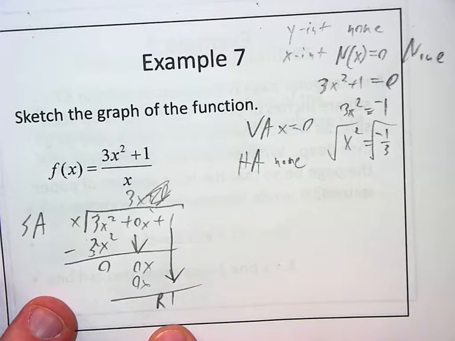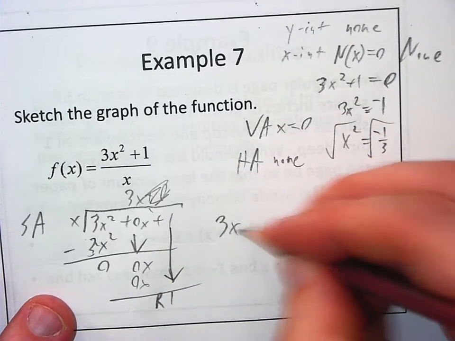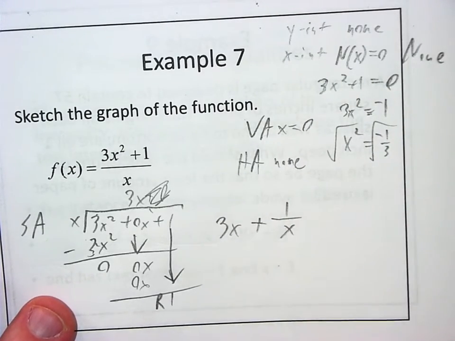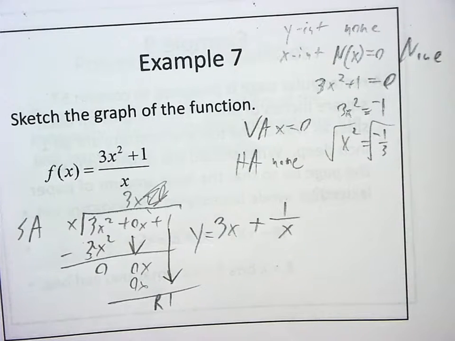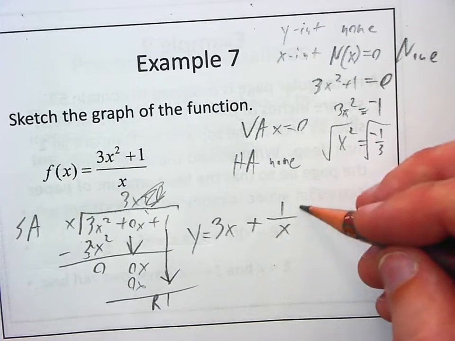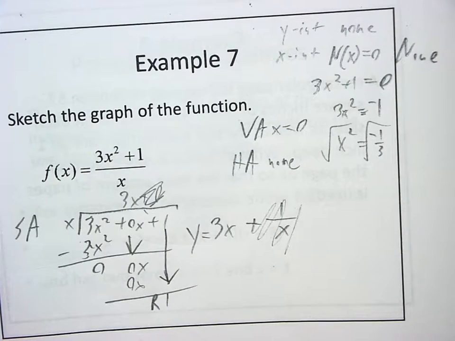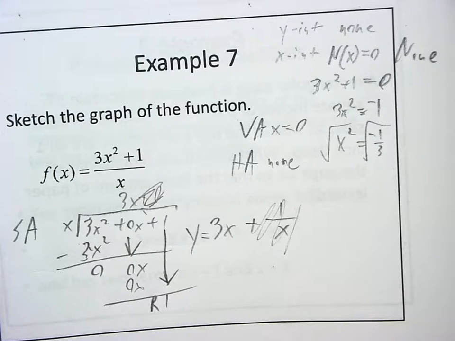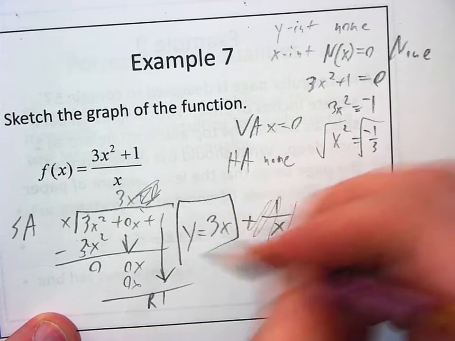So with that, that gives me 3x plus 1 over what? X. Now what I want to do is look at this and think about what happens. What's this thing behave like if x is gigantic? Well, if x is gigantic, this becomes pointless. But the 3x just starts acting as if it was 3 times a gigantic number, or a really negative number. So your slant asymptote is just this.